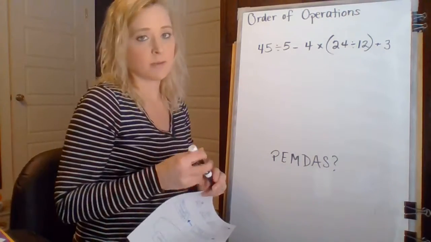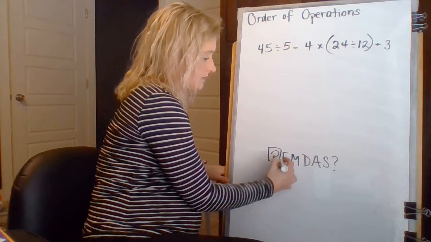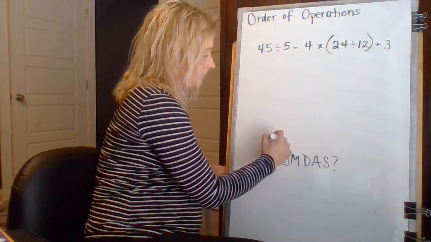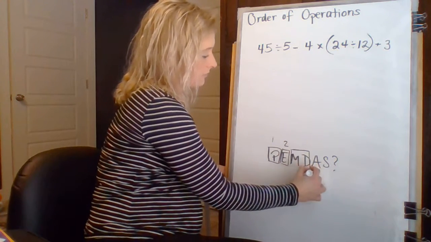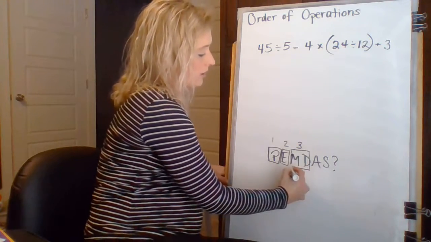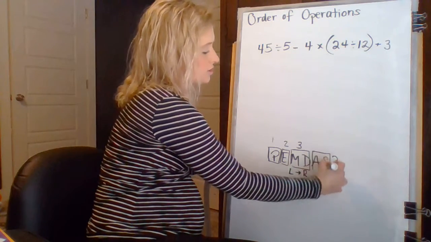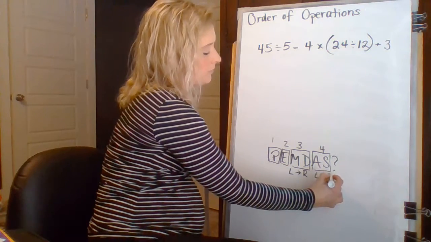So if you still want to think about PEMDAS, the P is always step 1, parentheses. The E is always step 2, exponents. But multiplication and division, they're in step 3 altogether themselves, and we work from left to right. And then addition and subtraction is step 4, and again we work from left to right.